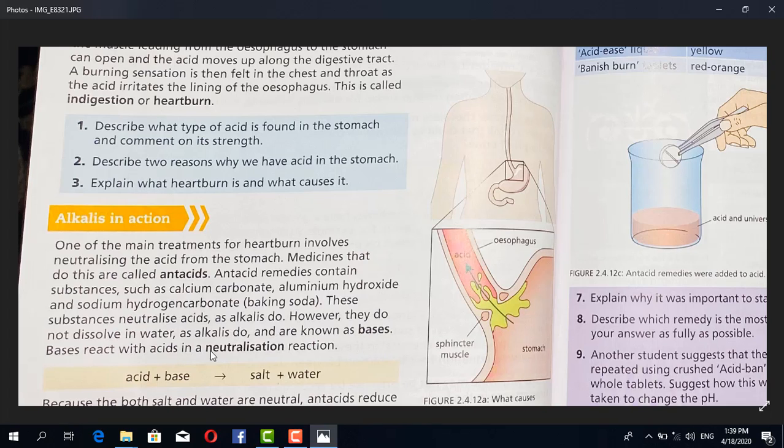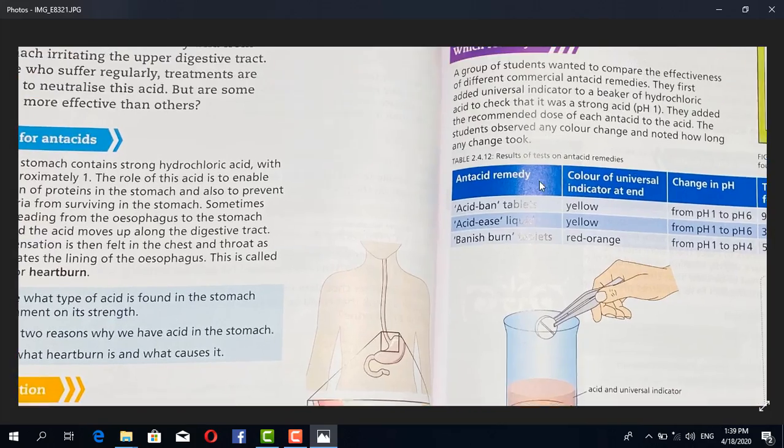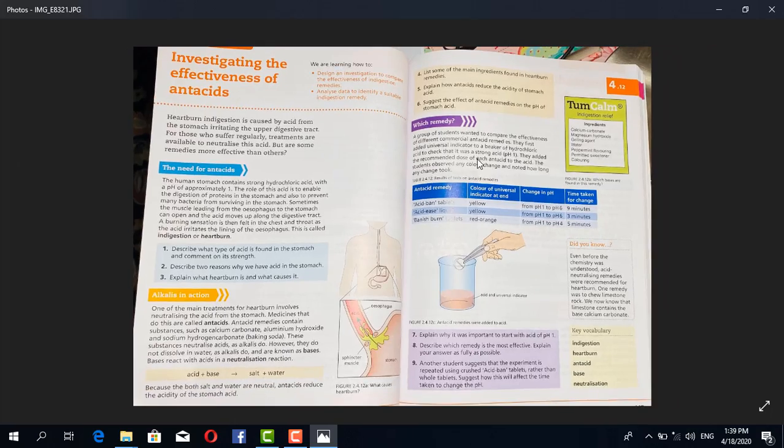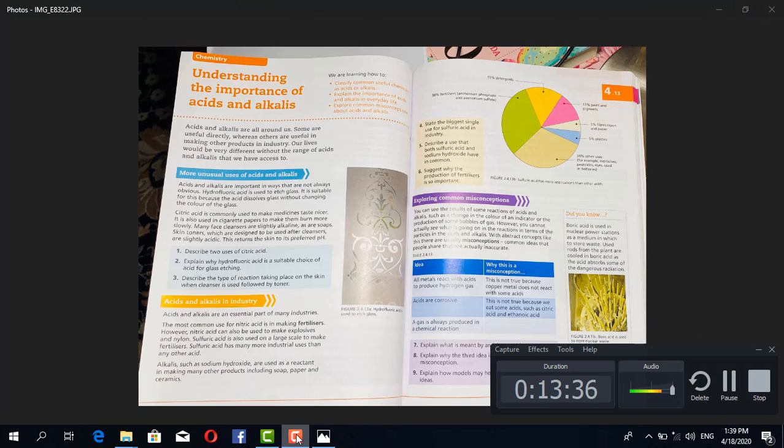Bases react with acids in a neutralization reaction: acid plus base gives salt and water, and practically they reduce the acidity in the stomach. And for now, we're going to stop here and continue in the next part.